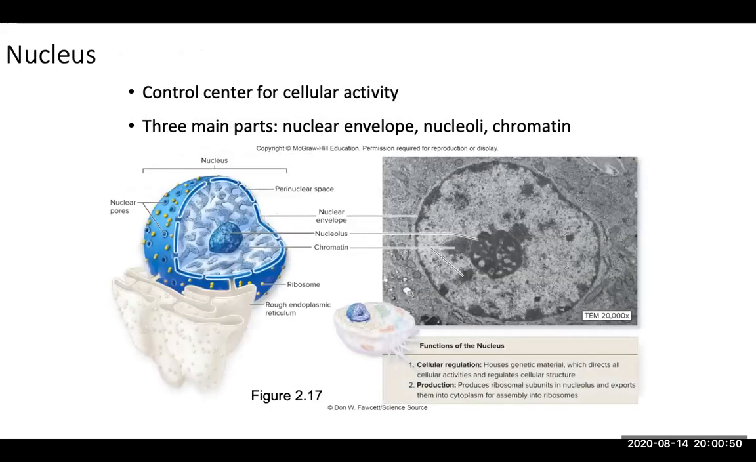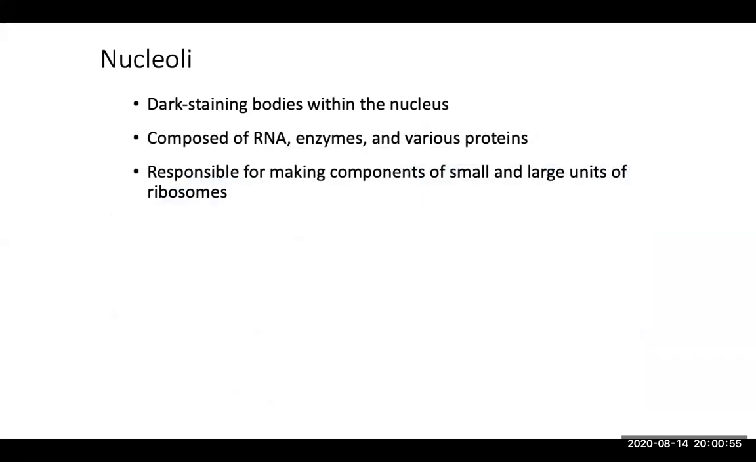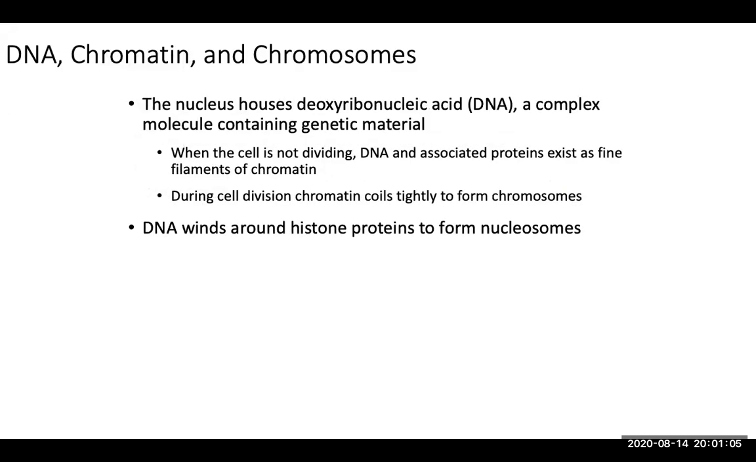The nucleus is the control center of all cellular activity. Nucleoli are dark staining bodies within the nucleus, composed of RNA, and they help make the large and small subunits for the ribosomes. Then we get into DNA, chromatin, and chromosomes. DNA is the molecule containing genetic material that is inside the nucleus. DNA will wind around histone proteins to form nucleosomes.